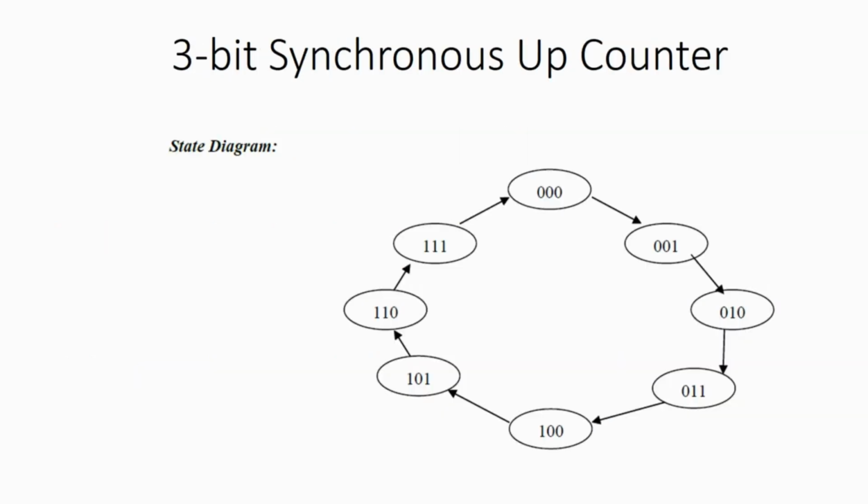The first design is a 3-bit synchronous up counter. A 3-bit synchronous up counter is going to have 8 different states. So the state diagram is shown here. The first count is 000, then 001, 010, 011, 100, 101, 110, 111, and it again goes to the first state, 000. Totally 8 different states we can observe. For a 3-bit synchronous down counter, the first state is 111 and the last state is 000.